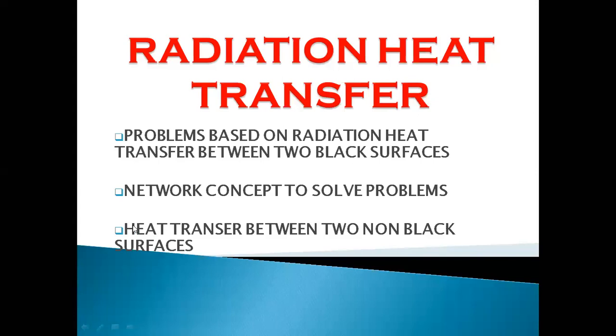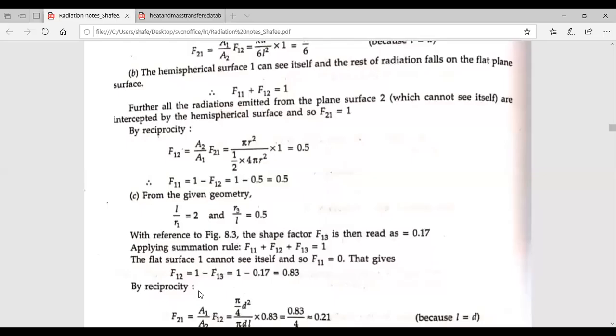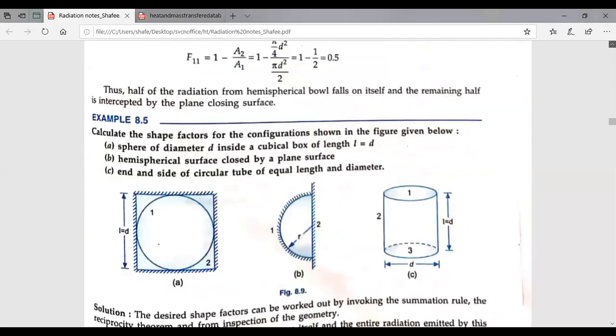Then finally we'll go for heat transfer between two non-black surfaces. So how is it different? Black surfaces and non-black surfaces, what is the basic difference? We'll see that in today's class. Now just see what exactly we discussed in the last class. Hope you remember.